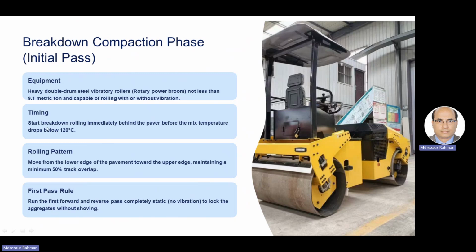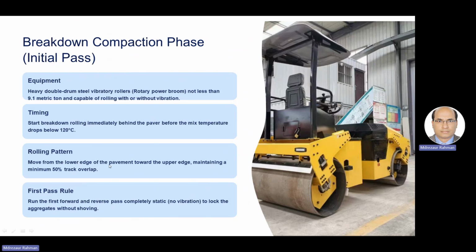And when initial breakdown starts, we have to see that the minimum temperature should be 120, because after you lay, the temperature goes down, but it shouldn't be less than that. Joint temperature 120, okay.